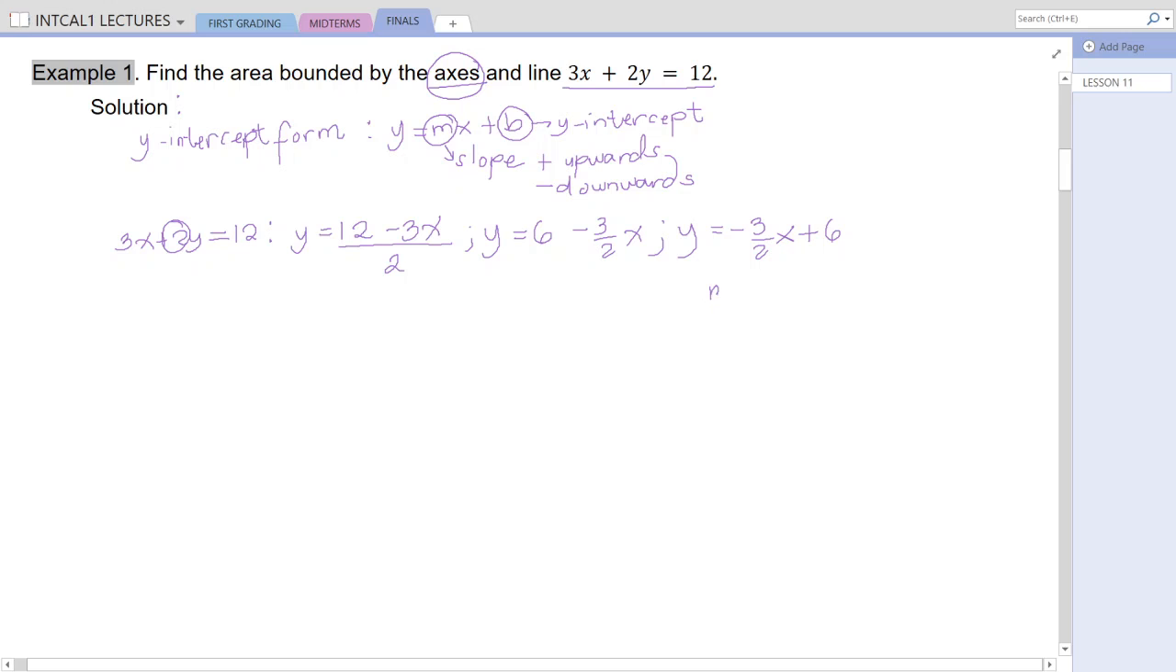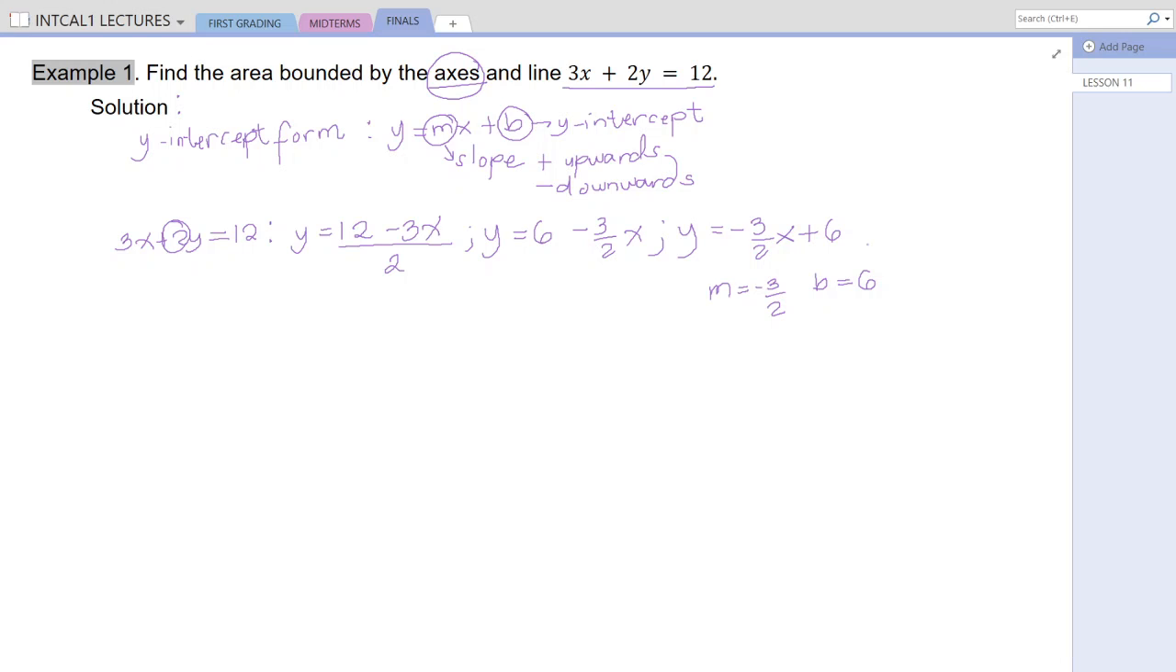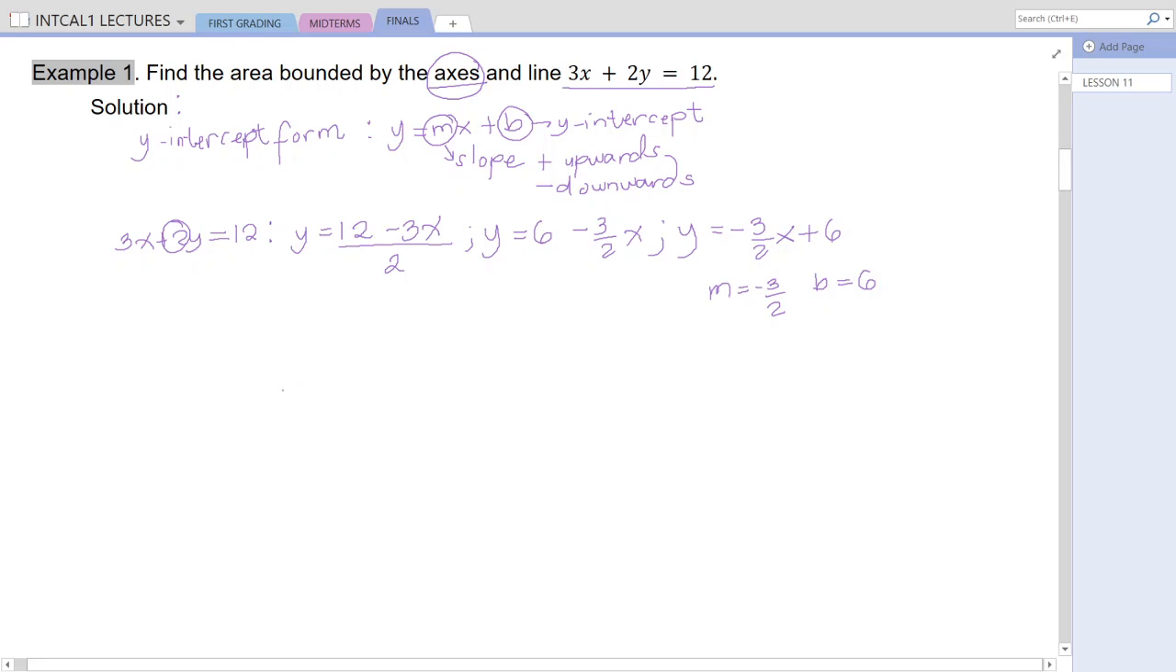So the slope is equal to negative 3 halves, meaning the line is downwards. And the value of b, which is the y-intercept, is equal to positive 6. Okay, we also have to rewrite this in terms of x, so that we can substitute the value of x right minus x left into the equation, since we are going to use the horizontal strip first.